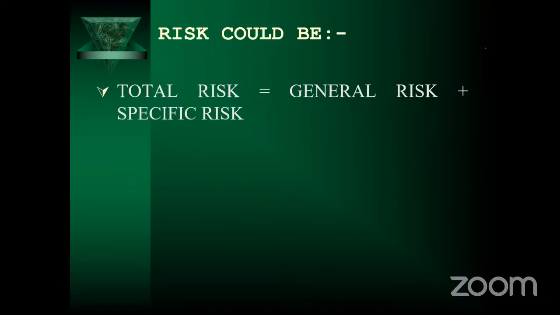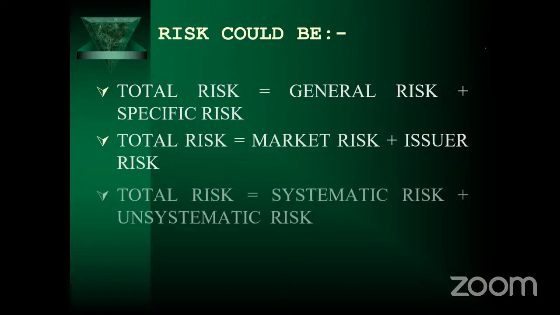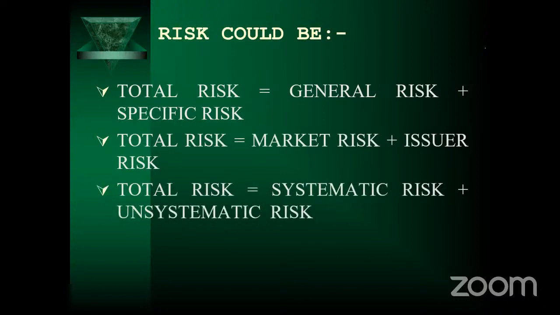So risk could be general risk as well as specific risk. Whenever we are talking about total risk, it could be general risk as well as specific risk, or we can say total risk is the market risk plus issuer risk, or total risk can also be systematic risk as well as unsystematic risk.